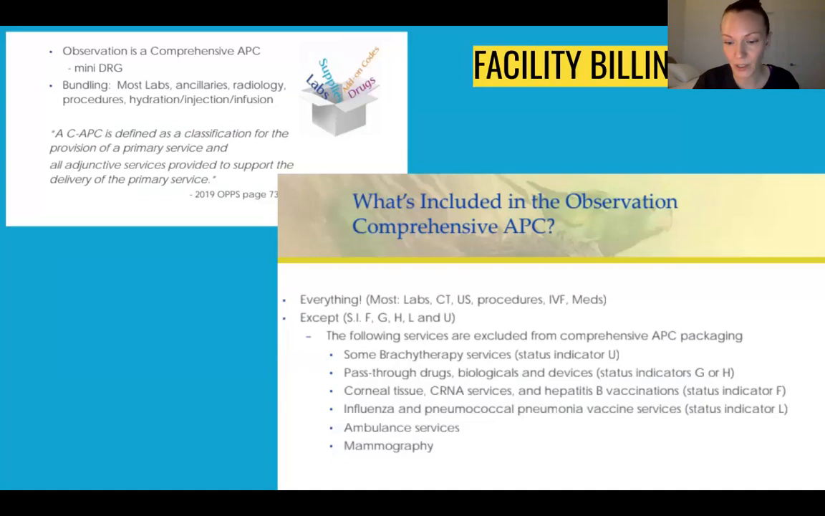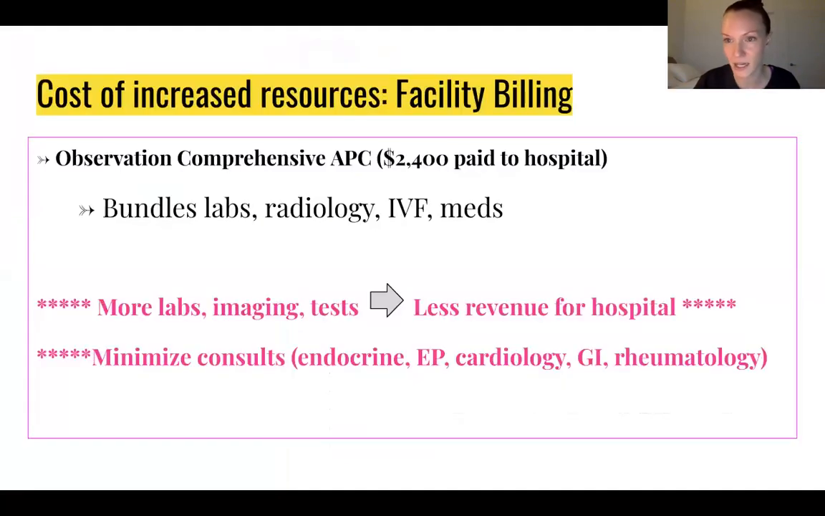And that's really important because the more you do, the less revenue the hospital will actually take in. So the comprehensive APC for observation, last I checked, was close to $2,400. So any labs that you do, any x-rays you do, whatever you give the patient is coming out of this $2,400.